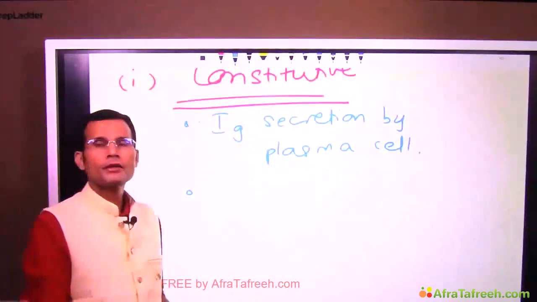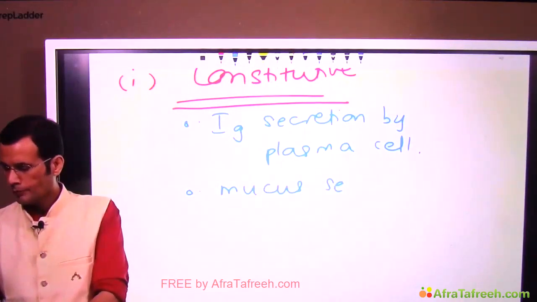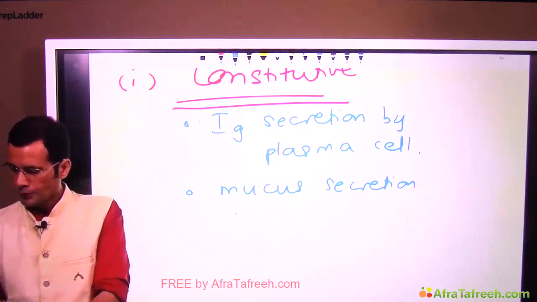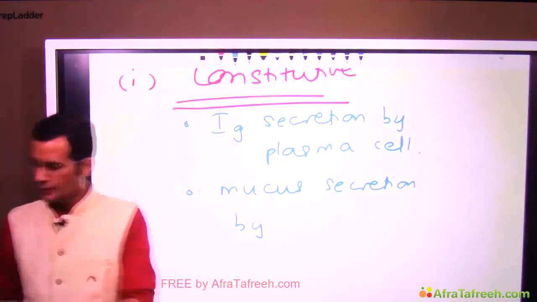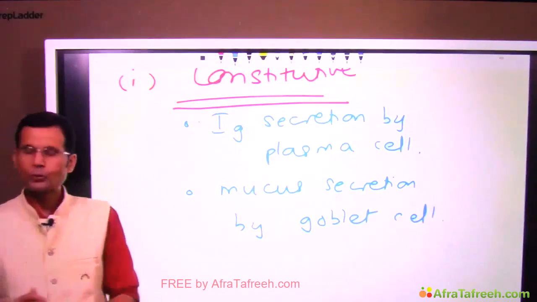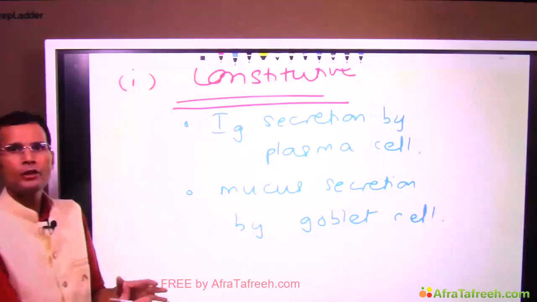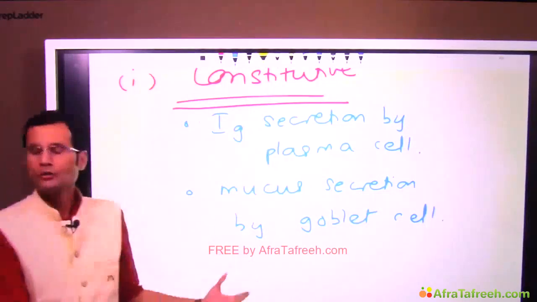Or any other example, mucus secretion by the mucus secreting cells. Let's say the goblet cell in the duodenum. This is also a continuous process of exocytosis. Mucus lining will happen because of that continuous secretion.